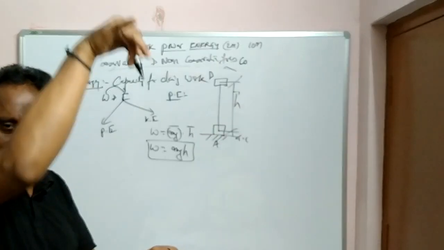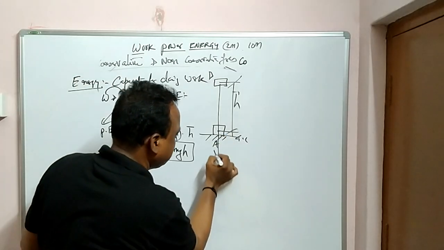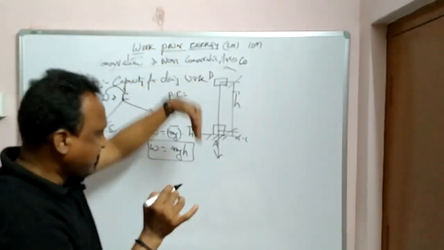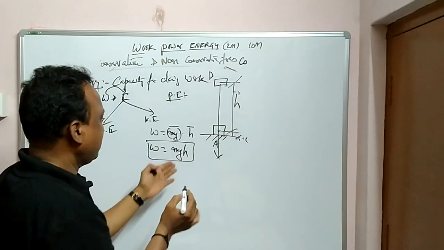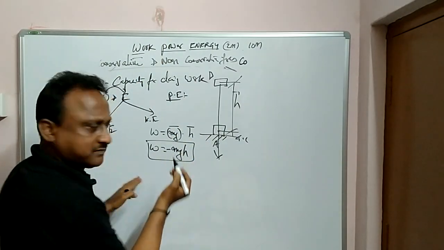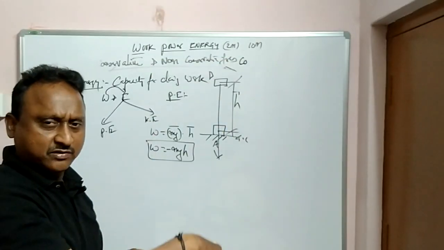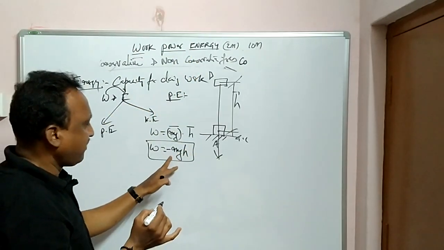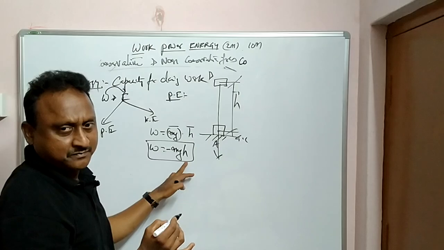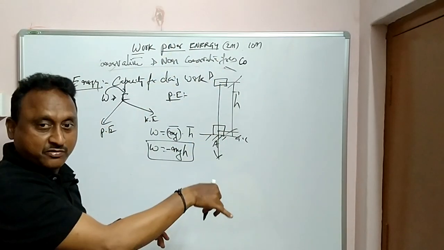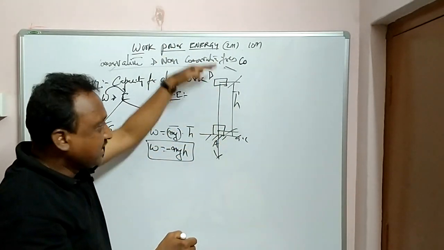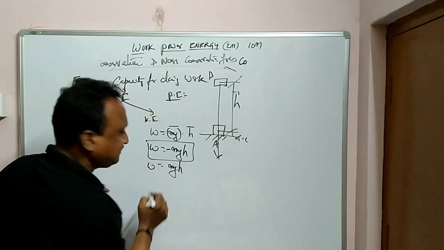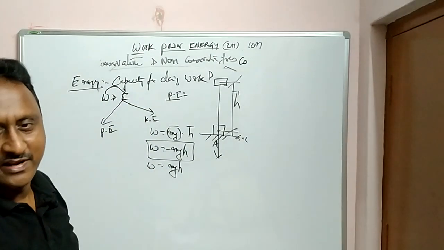So weight is acting downward, displacement in upward direction. Weight is downward, displacement upward direction. So here you can take negative work, of course. Weight acts downward, displacement is upward, both are not in the same direction, so therefore work is minus mgh. Suppose the block comes down from there, then weight is downward, displacement is downward, then the work done is positive. You have discussed in gravitational force.